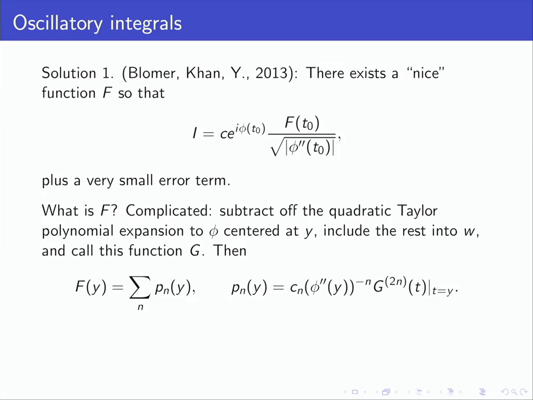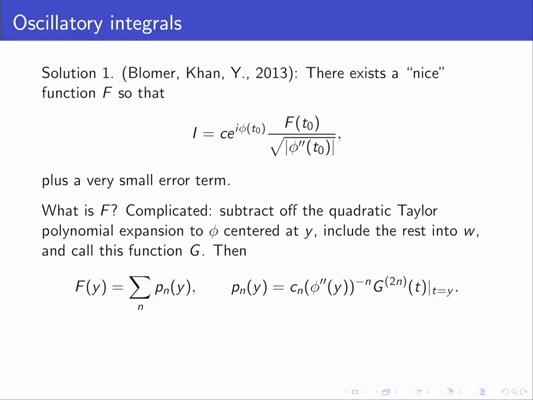So the sum over n is an expansion, and you've got this function g. That's like your f with this part of the phase, the cubic and higher terms. You differentiate that 2n many times, divide by phi double prime to the n power. I don't want you to get much out of this except just think like, wow, I don't really want to work with this if I can help it, okay?